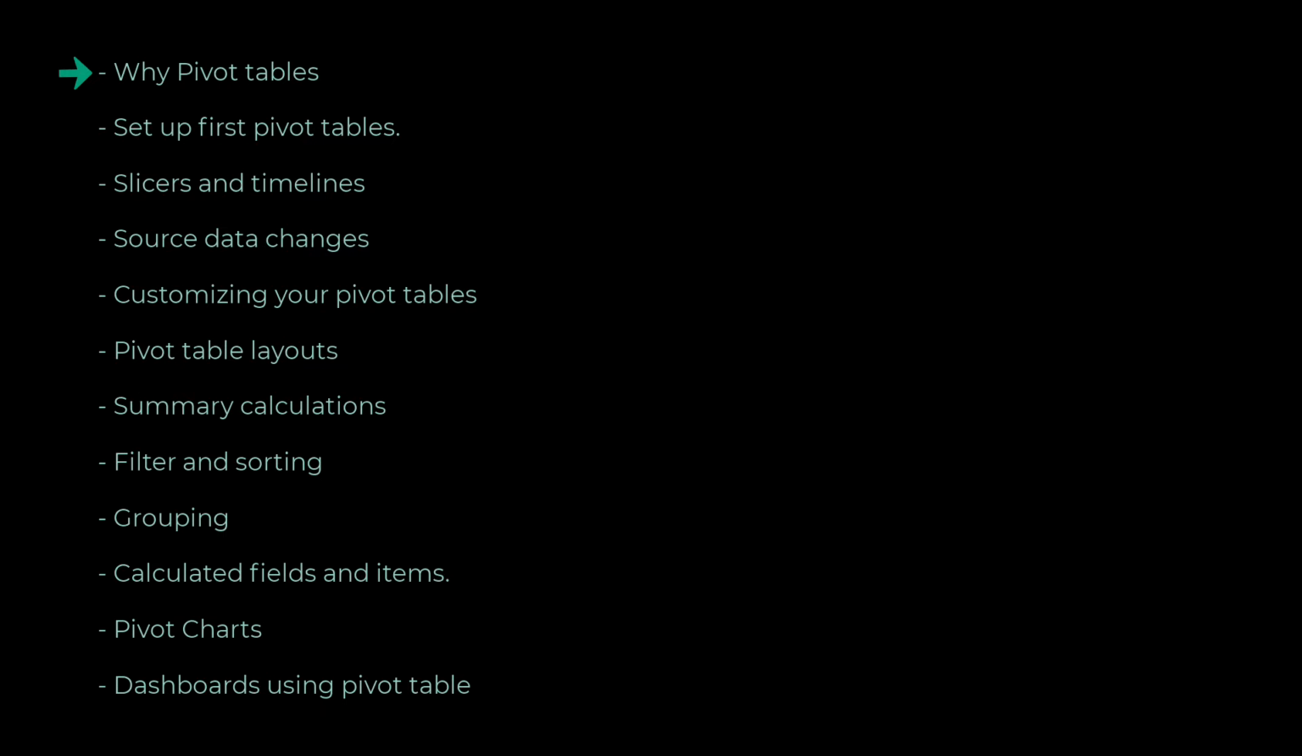We will start by studying why do we need pivot tables. Next, we will get our hands dirty and set up our first few pivot tables. We will learn about slicers and timelines, how to disconnect and reconnect slicers. We will analyze what to do when our source data changes. We will see how to customize our tables. And after that, we will get a bit analytical and learn about summary calculations, sorting and filtering the data, calculated fields, calculated items, and so much more.